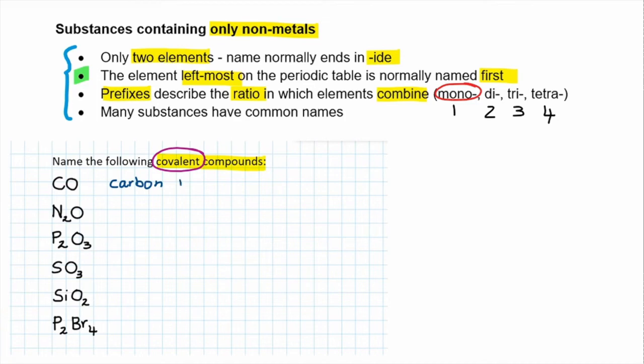For oxygen, we write down mono, and this is oxygen. But the name must end with "ide", so it becomes oxide. So this is carbon monoxide.